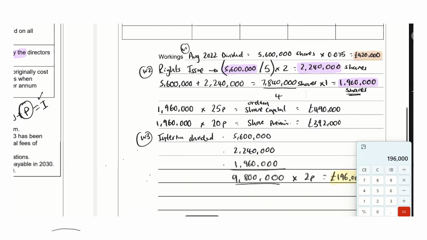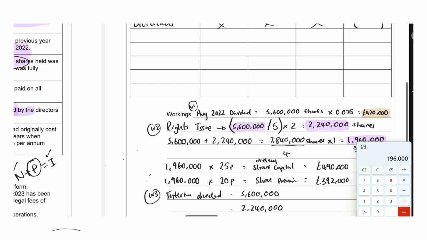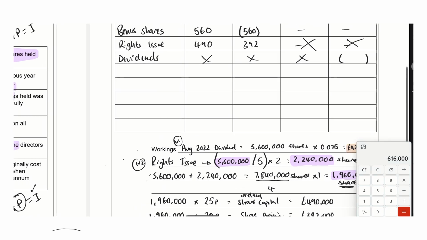So it's 196,000 plus 420. And that gives you 616,000. So we're going to put 616 here.